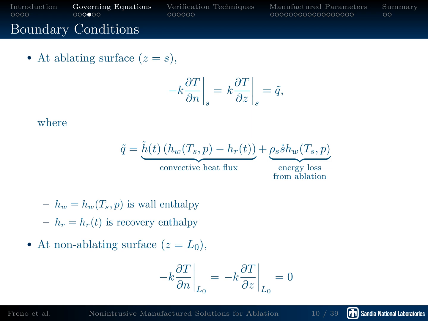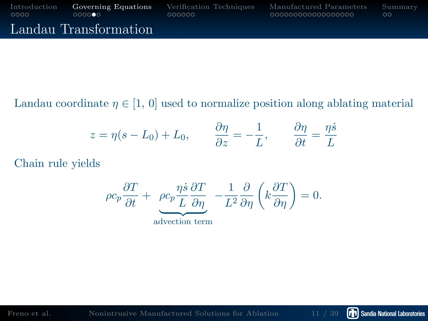The boundary conditions include a heat flux on the ablating surface that arises from the convective heat flux, as well as the energy lost from ablation. On the non-ablating surface, there is no flux. It is often convenient to use the Landau coordinate to normalize the position along the ablating material. However, in doing so, the time dependence of the material thickness introduces an advection term in the new frame.